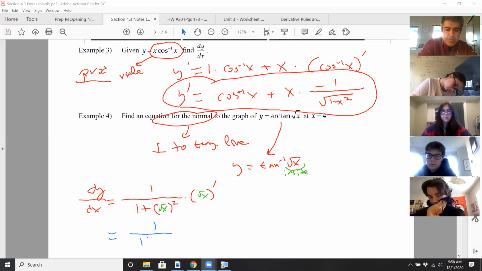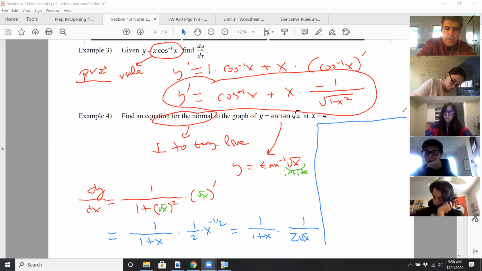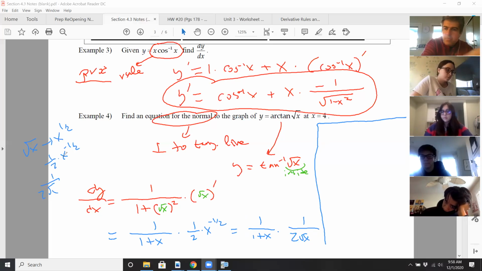You have 1 over 1 plus x, just 1 over 1 plus x. The derivative of that is gonna be 1/2 times x to the negative 1/2, or 1 over 2 root x. It's kind of good just to know that right off the bat. Well, we're not done yet. That's our derivative. But yeah, remember root x is saying x to the 1/2. And you move the 1/2 to the front and drop the exponent by 1, which is the same thing as saying 1 over 2 root x. We know this, okay? We're good.